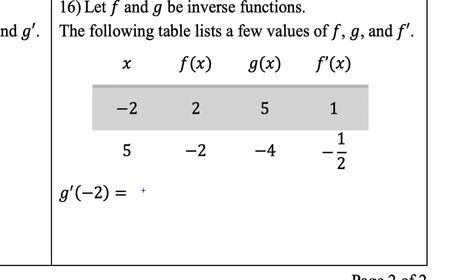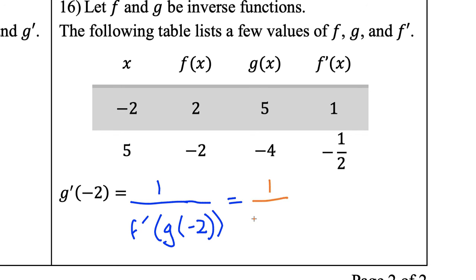And our final question, the answer is -2. Let's figure out how to get that. That's going to be 1 all over f prime of g of -2. And then that's going to be equal to 1 over f prime of what? G of -2 is 5, so f prime of 5. And that is going to be equal to 1 over f prime of 5, which is -1/2. That's about 2. And the answer is -2.